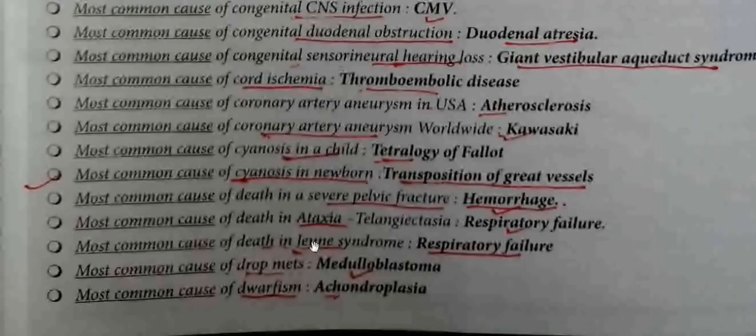The most common cause of death in ataxia telangiectasia is respiratory failure. The most common cause of death in Bloom syndrome is respiratory failure. The most common cause of drop metastasis is medulloblastoma, and the most common cause of dwarfism is achondroplasia.